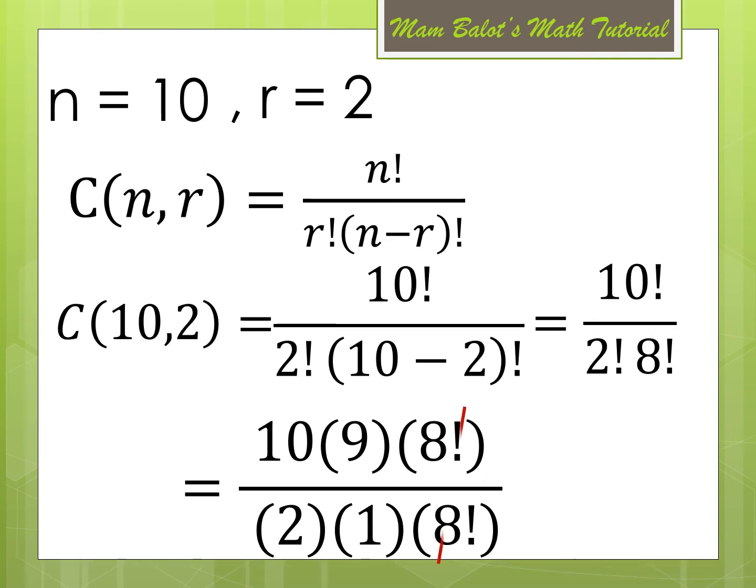Now we can cancel out both 8 factorial in the numerator and in the denominator. And 2 in the denominator also can be cancelled out from 10. So what's left from 10 is 5. So what's left in the numerator is 5 times 9, which is equal to 45. So there will be 45 elimination games out of 10 teams.